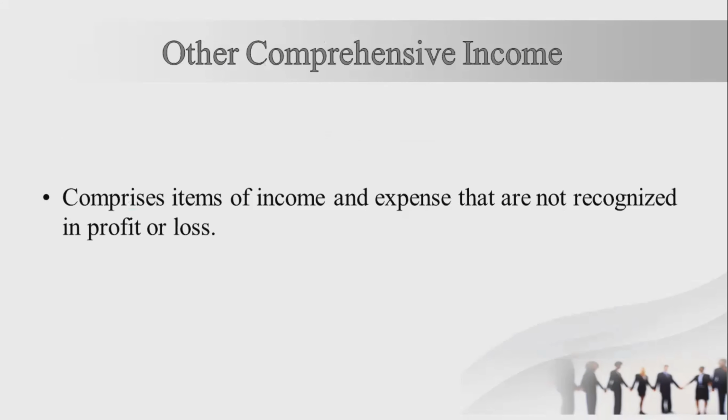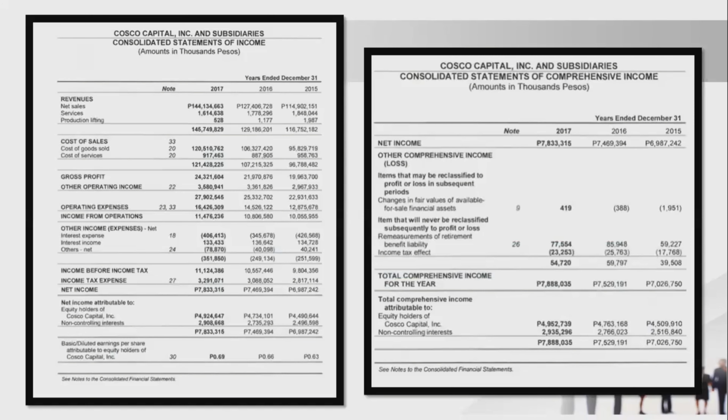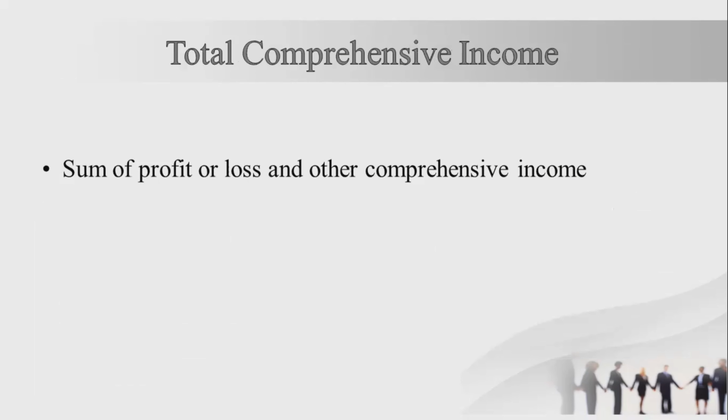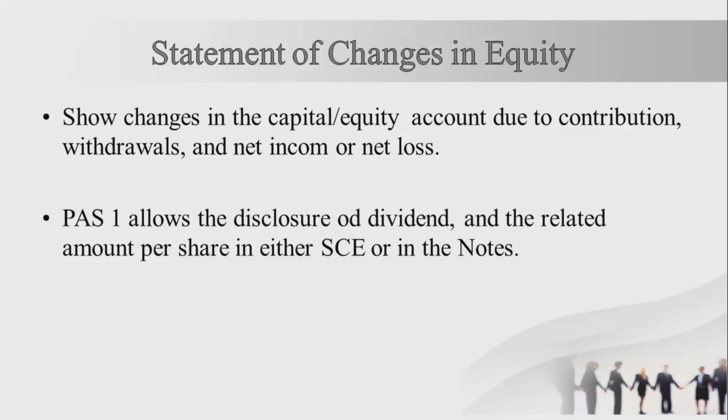Next, other comprehensive income. At dito napupunta yung mga income and expense na hindi nare-recognize sa profit and loss or the changes resulting from other non-primary and non-revenue. So, yun. After that, ito yung example. So, meron tayong tinatawag na total comprehensive income. Total comprehensive income or sum of the profit or loss and comprehensive income. Yung makukuha nating sagot sa total comprehensive income ay magpo-proceed sa statement of changes in equity.